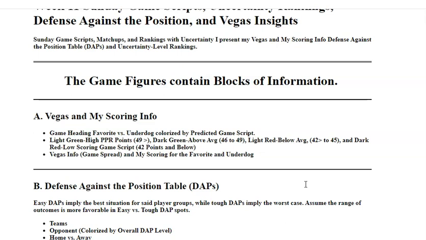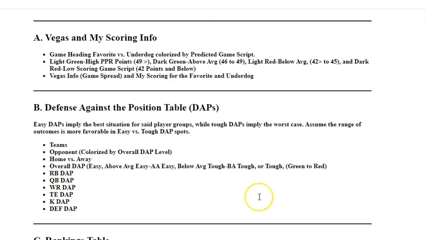Also, I use defense against the position tables, my DAPS. We're looking for sweet spots, right? Spots in the defenses, the so-called hot spots, sweet spots, where we should place maybe fringe players or should avoid fringe players. So I give you an idea about each team, their opponent, and what the overall DAP score of that opponent is.